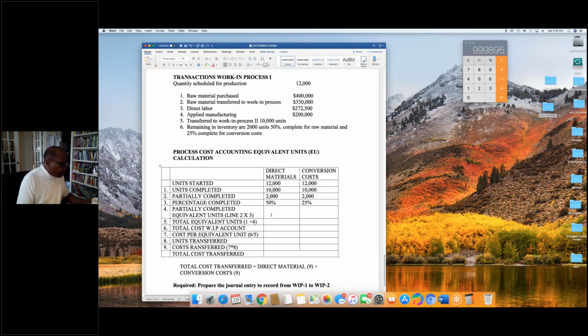So that's going to be 1,000 for the raw materials, 500 for the conversion costs. Total equivalent units, we add line 1 and line 4. So this is 10,000 plus 1,000, we get 11,000 for direct materials, and then for the conversion costs, we get 10,000 plus 500, or 10,500.